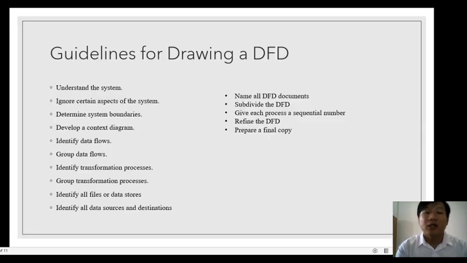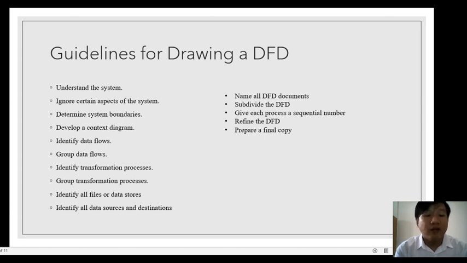Next one, guidelines for drawing a DFD. Step 1 is understand the system. Step 2, ignore certain aspects of the system. 3. Determine system boundaries. 4. Develop a context diagram. 5. Identify data flows. 6. Group data flows. 7. Identify transformation processes. 8. Group transformation processes. 9. Identify files or data stores.